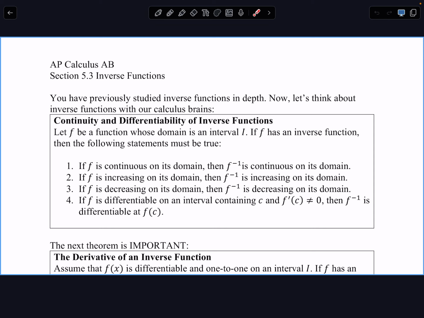Do we follow this? Inverse functions, I feel like always take an extra second to think about. Are we okay so far? Questions? Think about inverse functions.